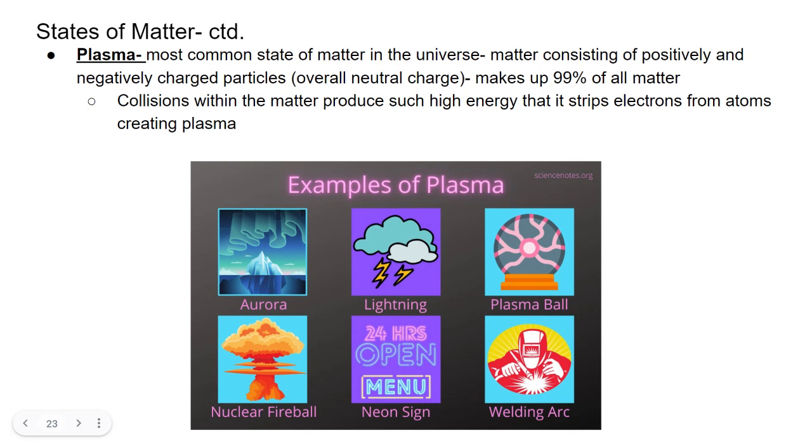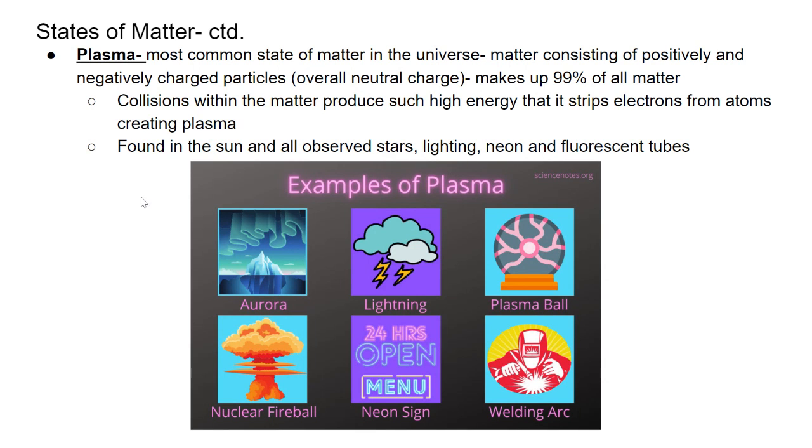Well, big thing here is that it has such high energy that it strips electrons from atoms and it creates plasma. So it's very similar if we go all the way back to the start of the year when we were losing electrons to static electricity. This is like static electricity on steroids, right? So we're really stripping these electrons and creating this fourth state of matter. Found in the sun and all of the stars, lightning, neon, and fluorescent tubes.